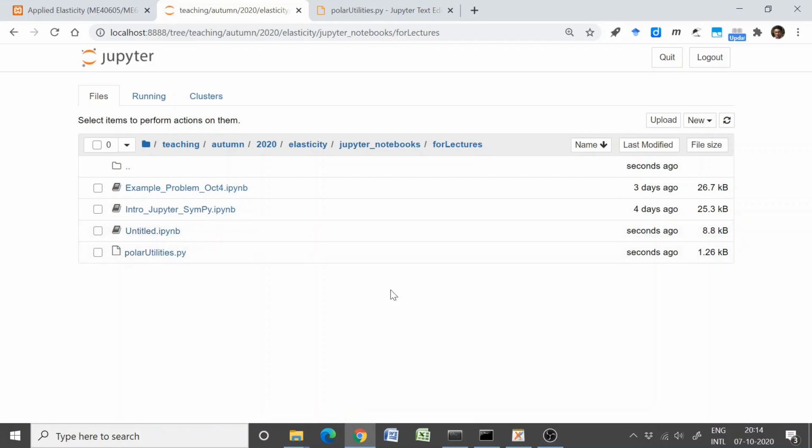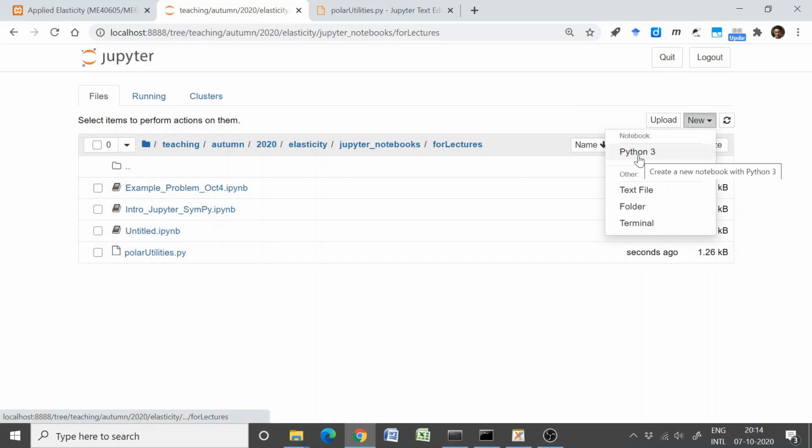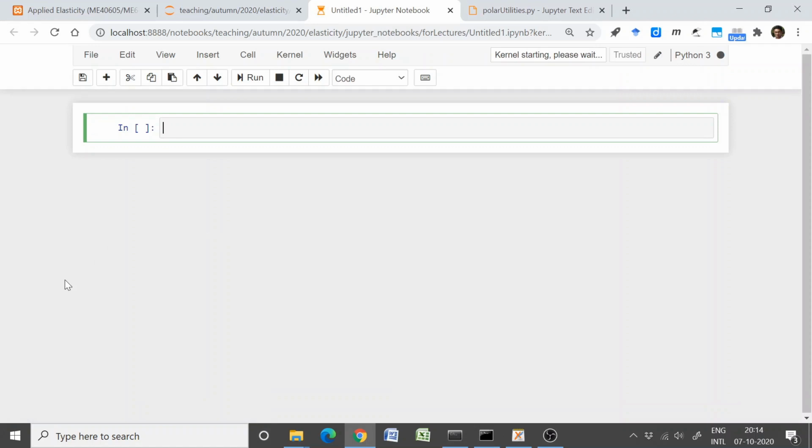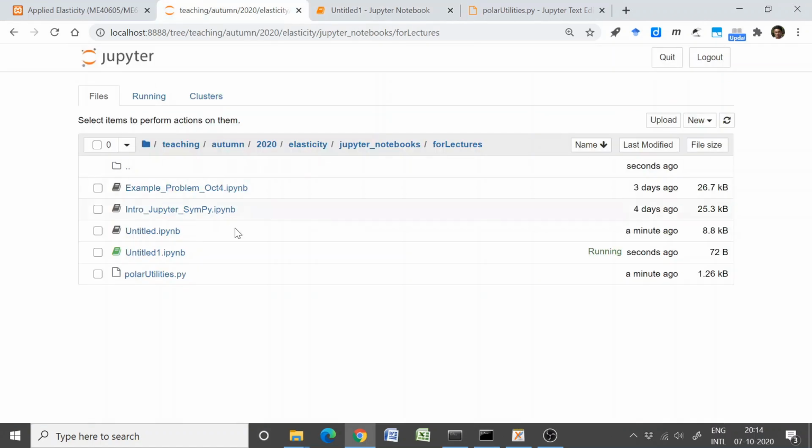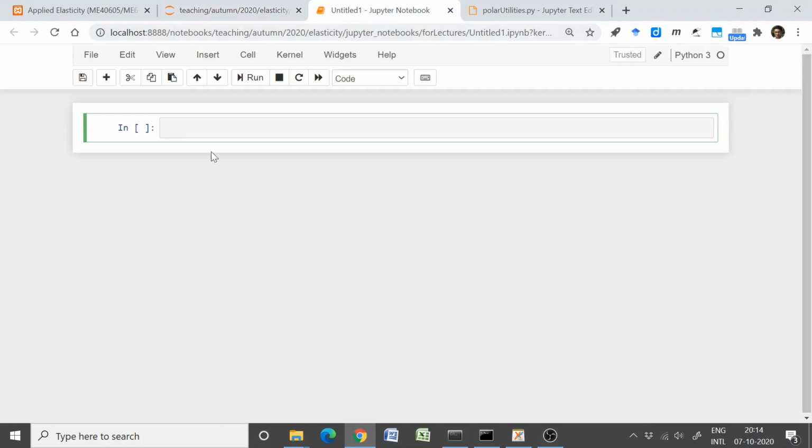Now what I will do is open up a fresh file, a fresh Jupyter Notebook file. So you see, back in my navigation tab, this has gone to the green color, this untitled one. This untitled one is the new file that I have opened.